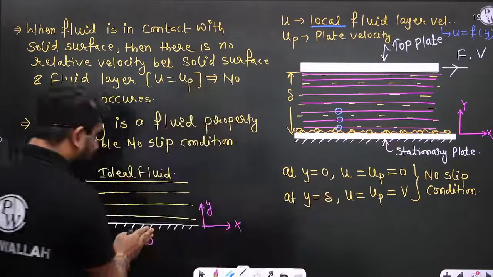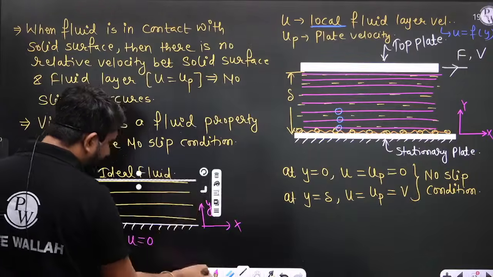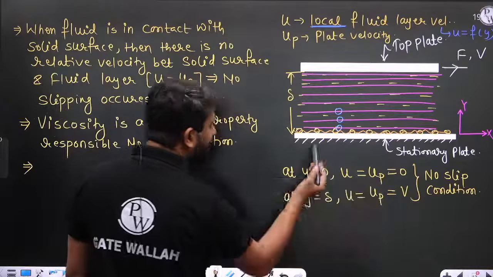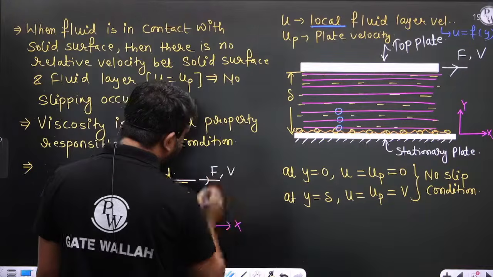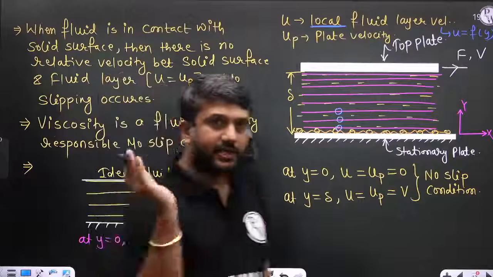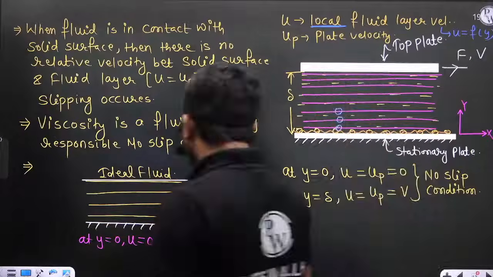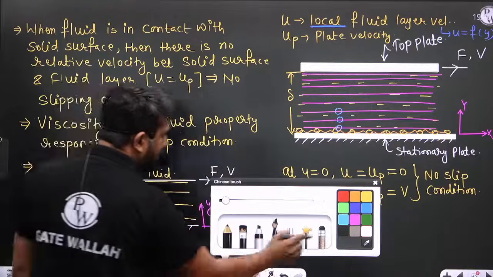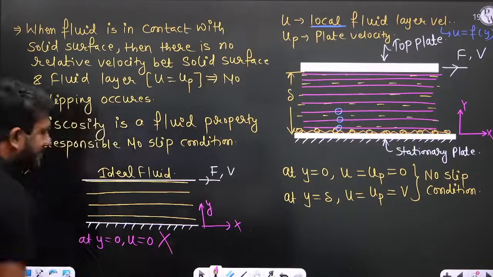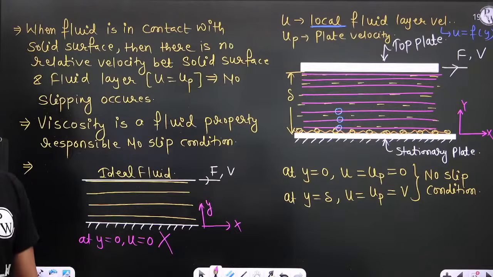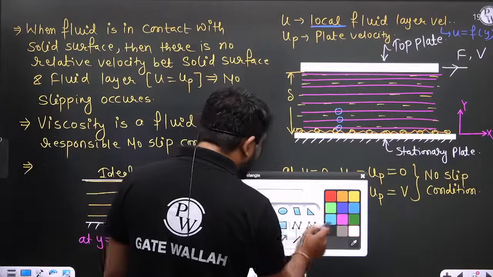Okay, so this is the bottom plate, and let us consider a top plate here. Again, I am applying a shear force on this top plate, and because of that shear force, the top plate is moving with velocity v. So in this case, when the fluid is ideal, this condition is not applicable.